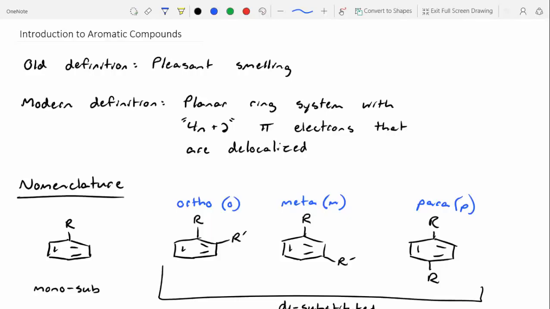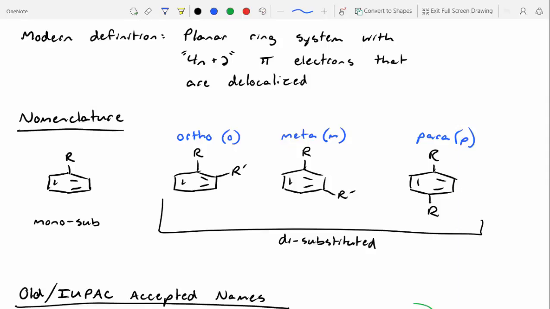All right, so we finished yesterday talking about aromatic systems. We said that the old definition was just based on smell. The modern definition uses this 4n plus 2 rule that we're going to cover today. And then we went over basic nomenclature.